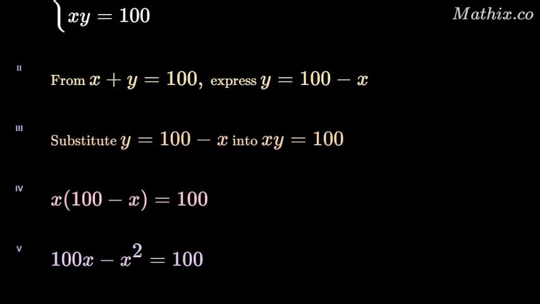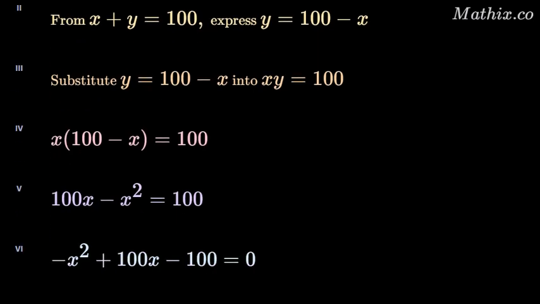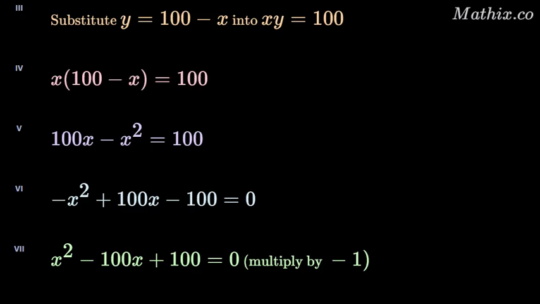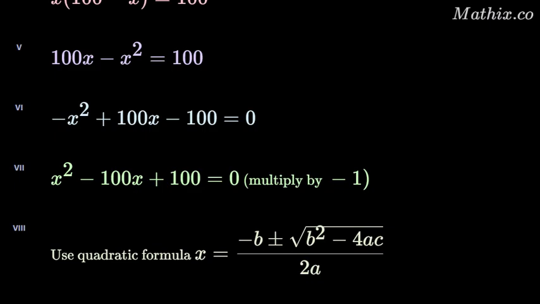We expand the left side to get 100 times x minus x squared equals 100. We rearrange the equation to set it equal to 0 by subtracting 100 from both sides. We multiply the entire equation by -1 to make the quadratic term positive. We apply the quadratic formula to solve for x in the equation x squared minus 100x plus 100 equals 0.